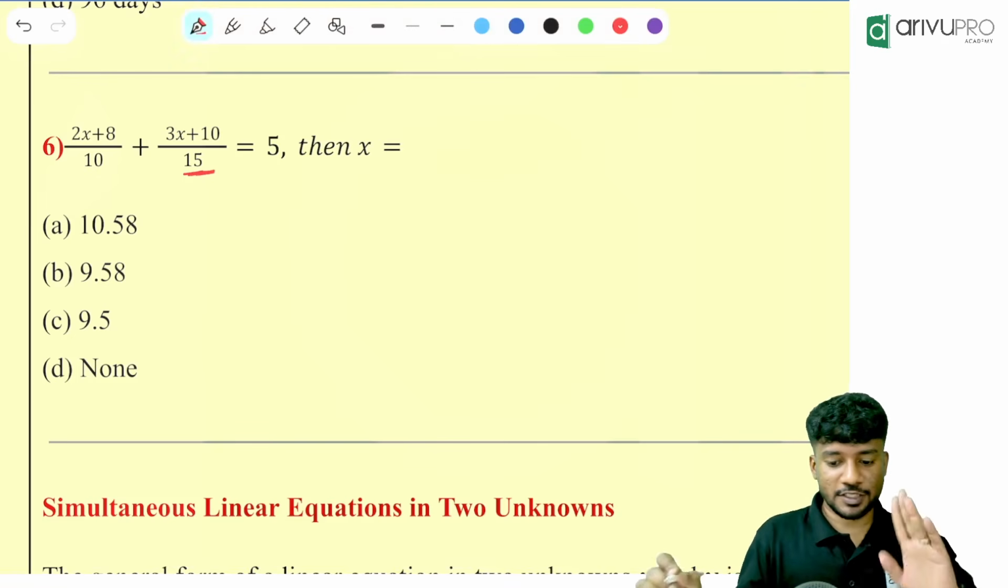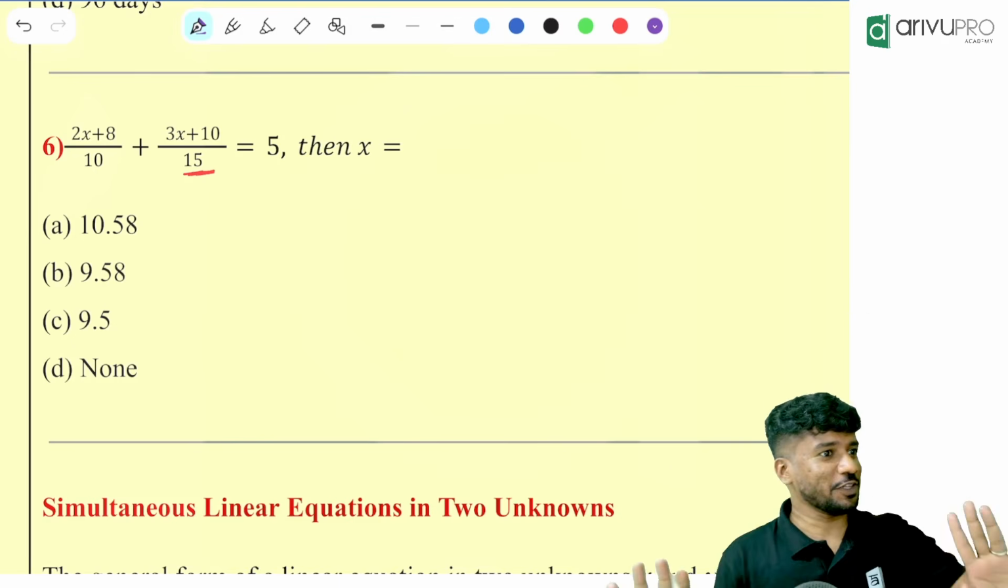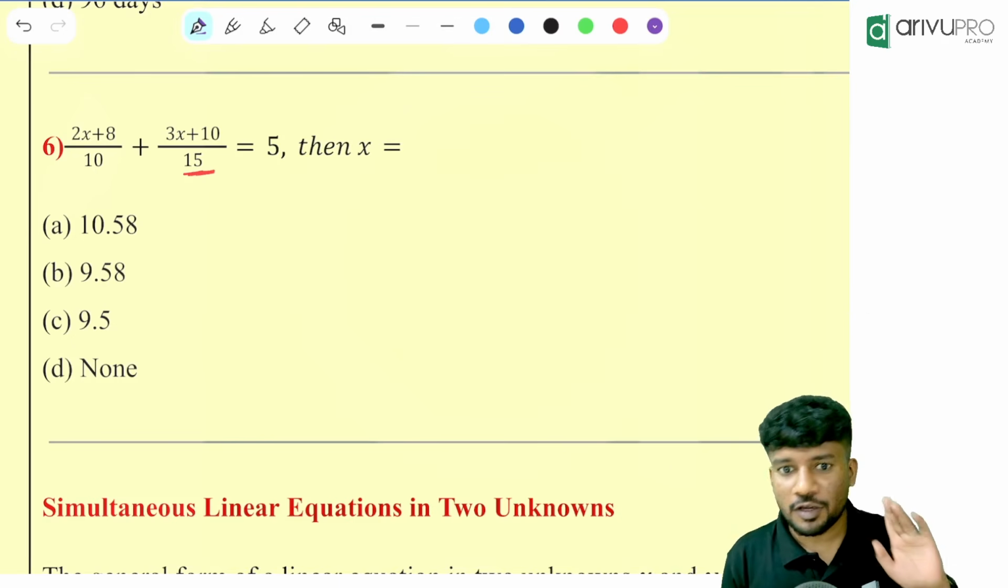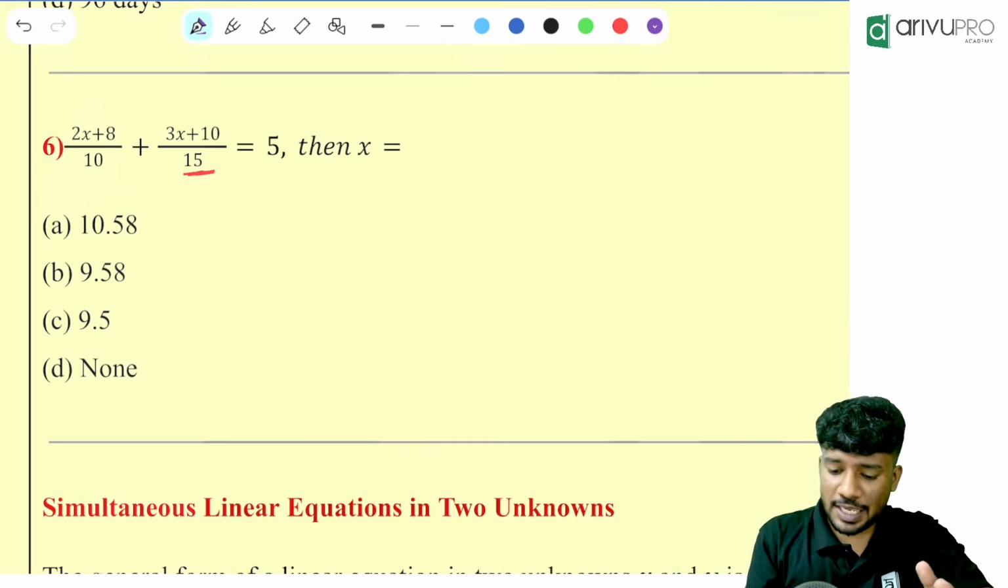Everyone, I was just going back to the nostalgia of school levels and all. Other than that, the only method we will use for the exam is what? Option hitting. Everyone take your calculator. Option A we are trying.